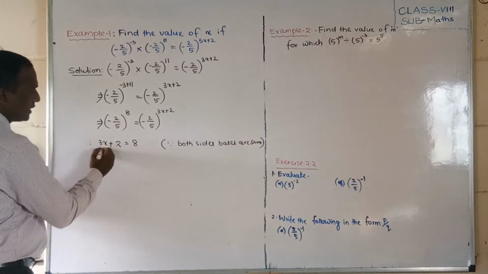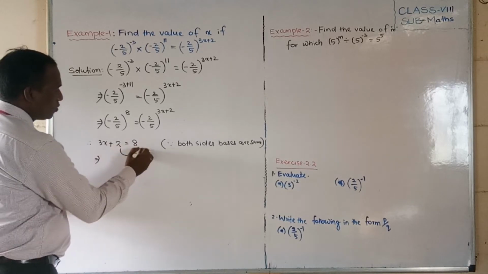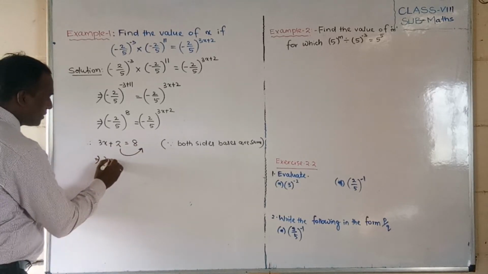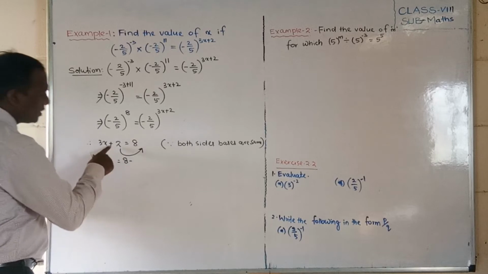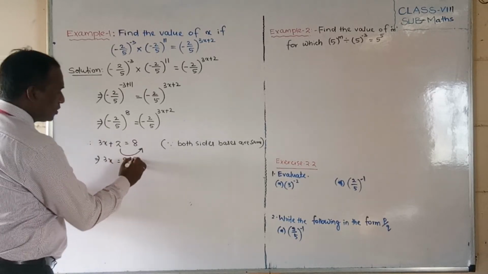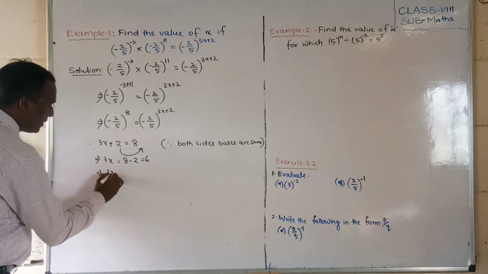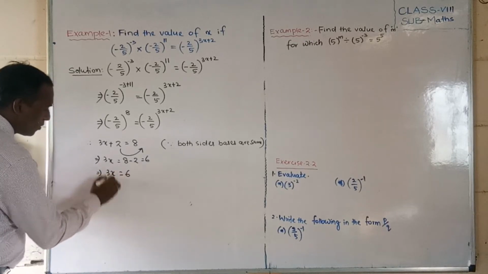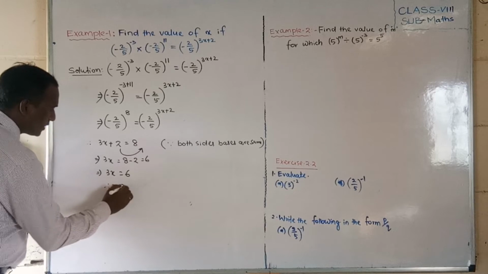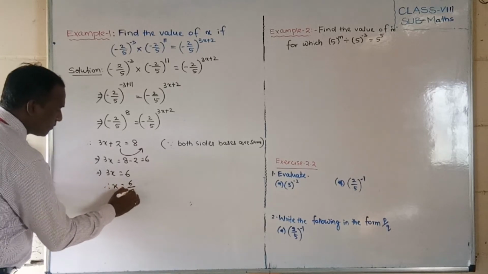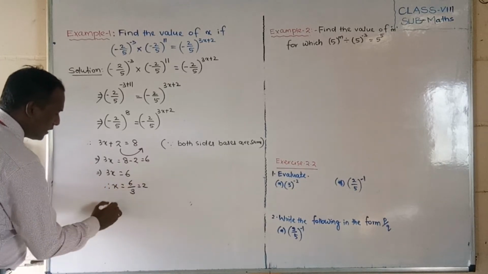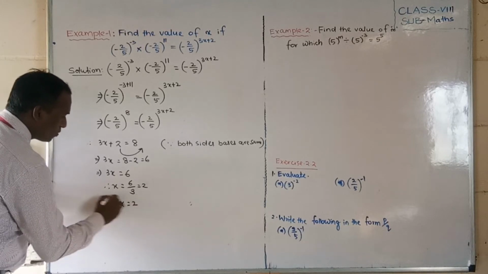Now we can simplify the equation. 3x + 2 = 8. This 2 will go to the other side, so 3x = 8 minus 2. The plus becomes minus when it goes to that side, so it is equal to 6. It implies 3x = 6. Now we have to find x. x = 6/3 = 2. Hence x is equal to 2.